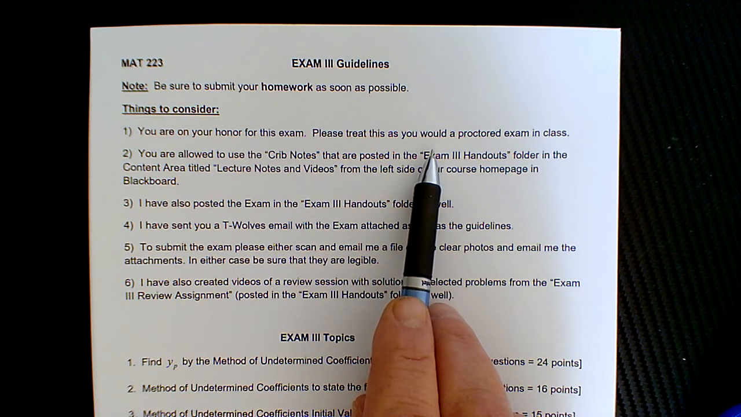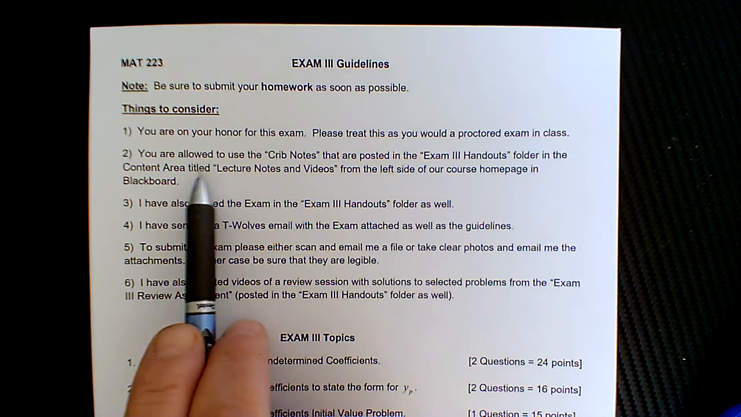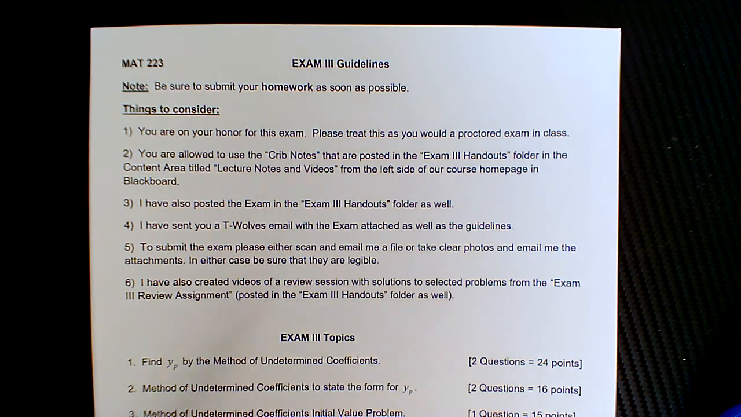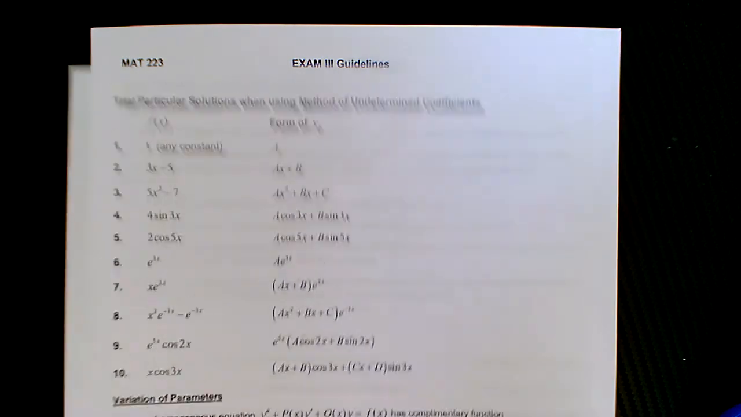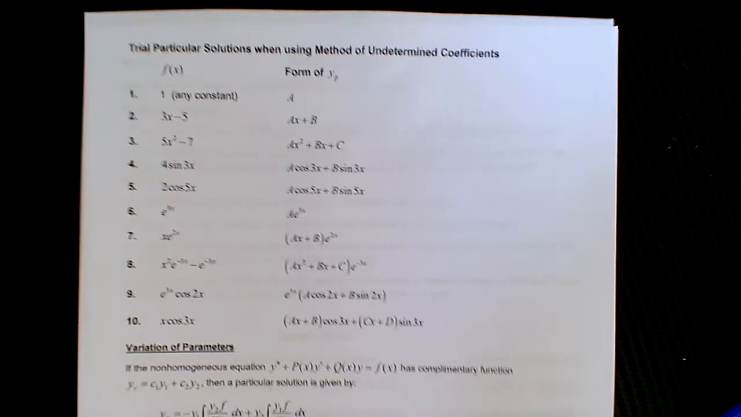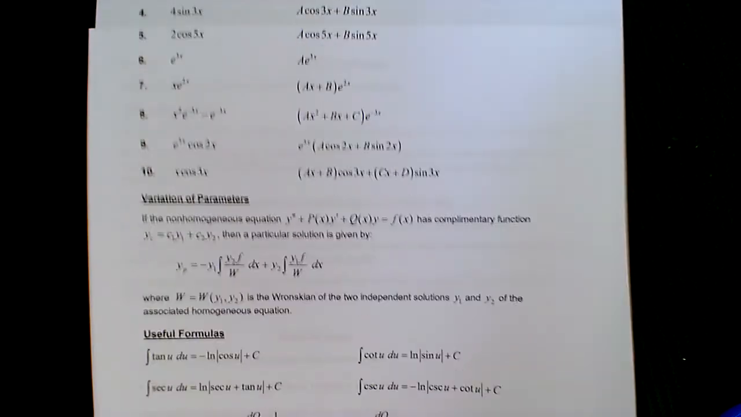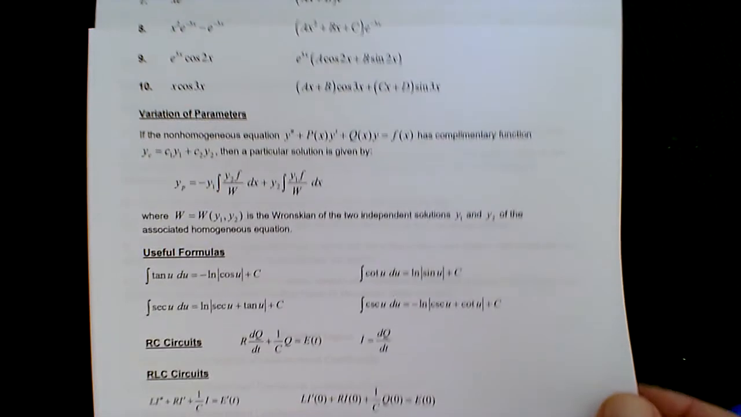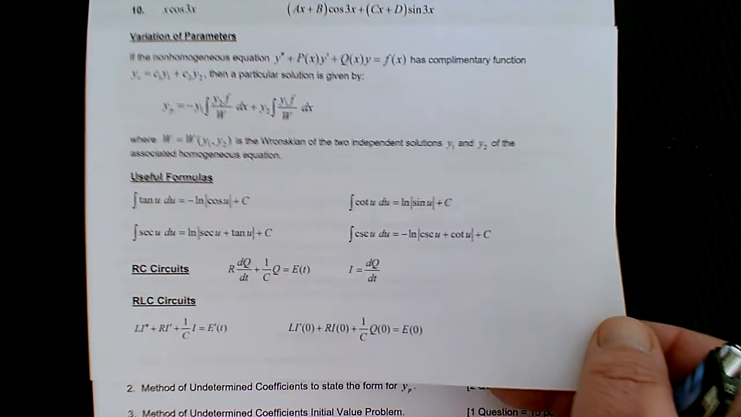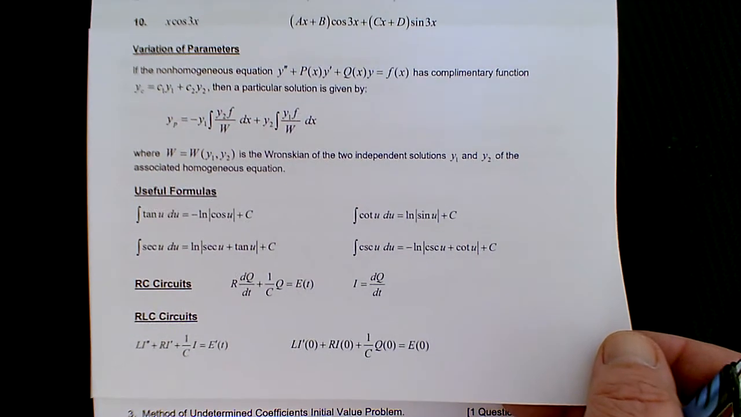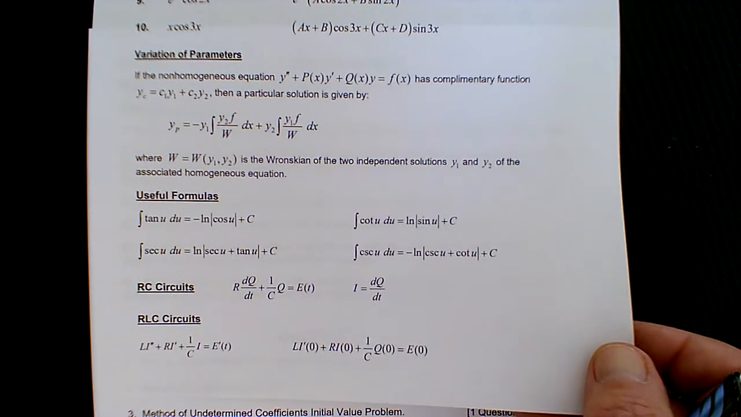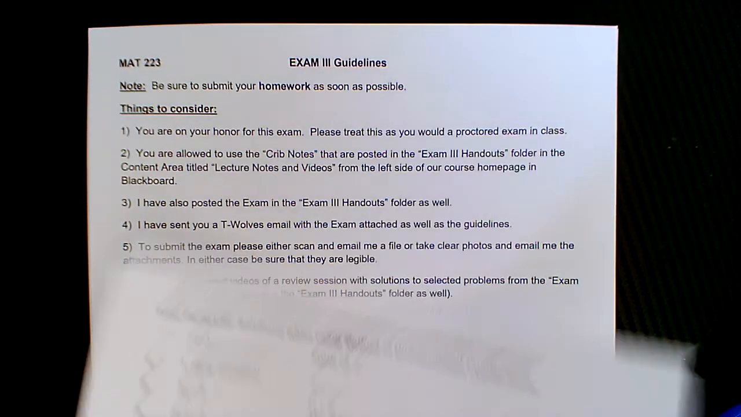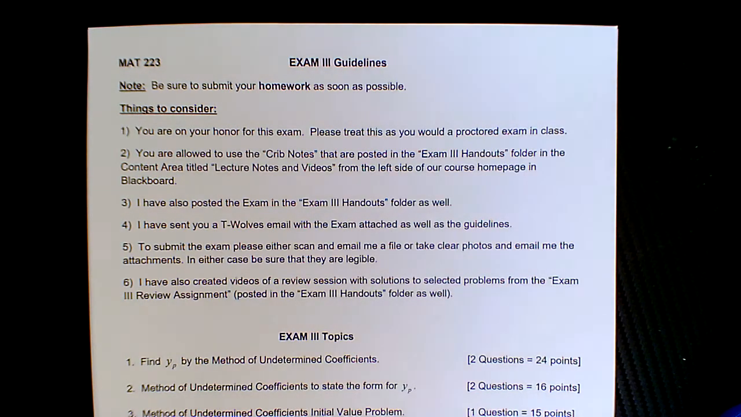So it would be nice if you didn't use your notes and just used the crib notes that I'm giving you. So those are posted as well. What the crib notes look like. Here's a copy. We've got the trial solutions, the formula for variation of parameters, other useful formulas, and then formulas for RC and RLC circuits. So it'd be nice if you only use that to take the exam.